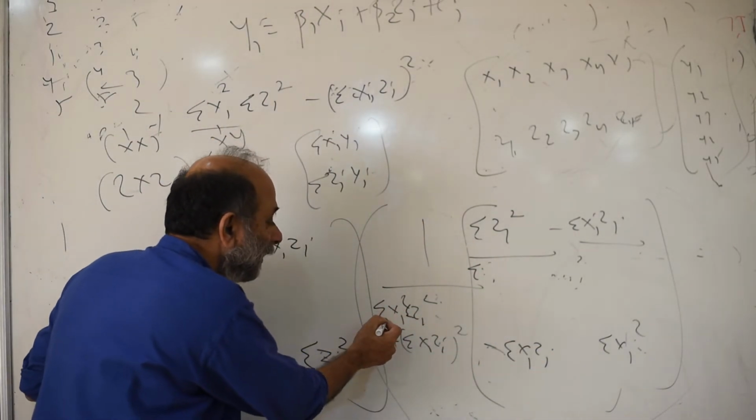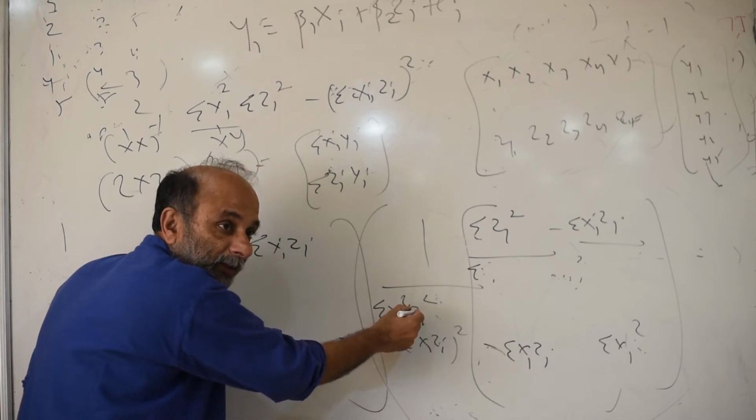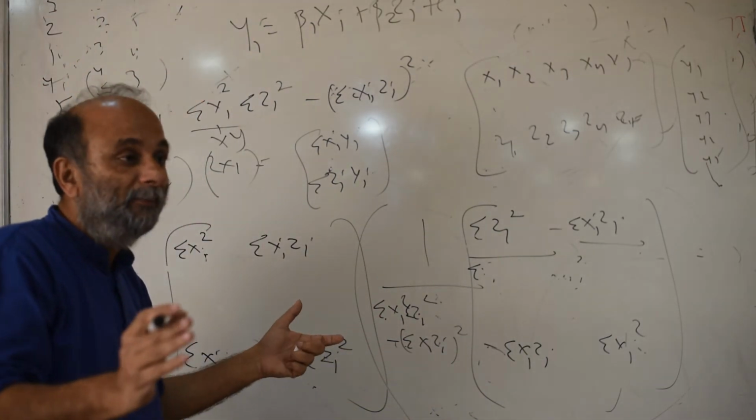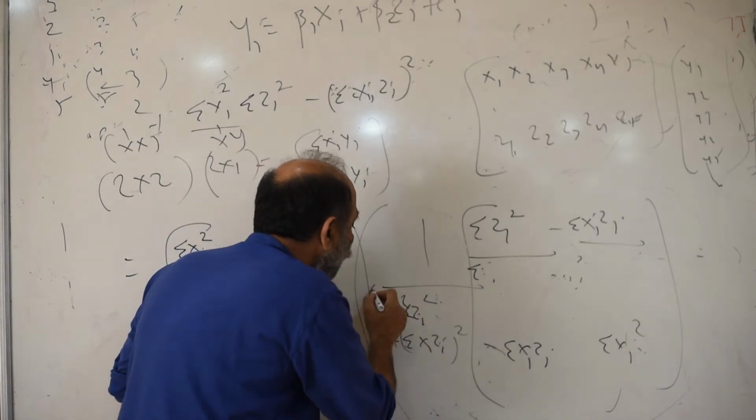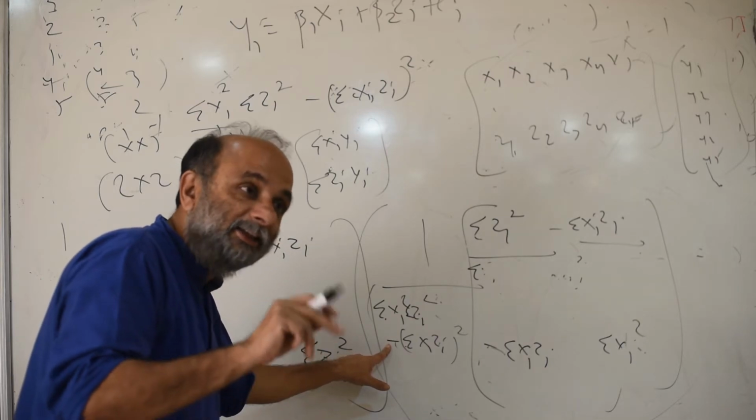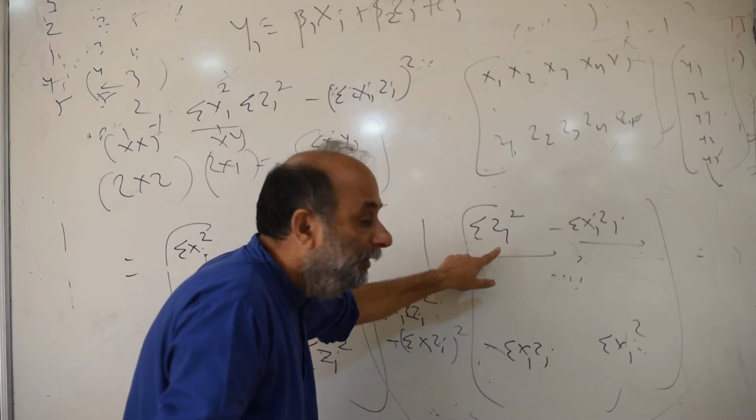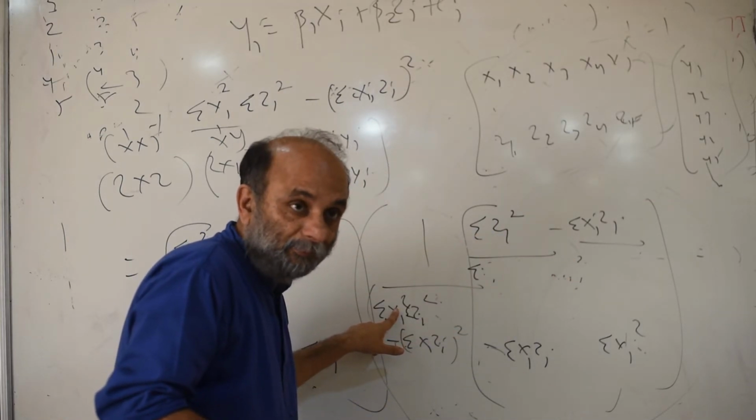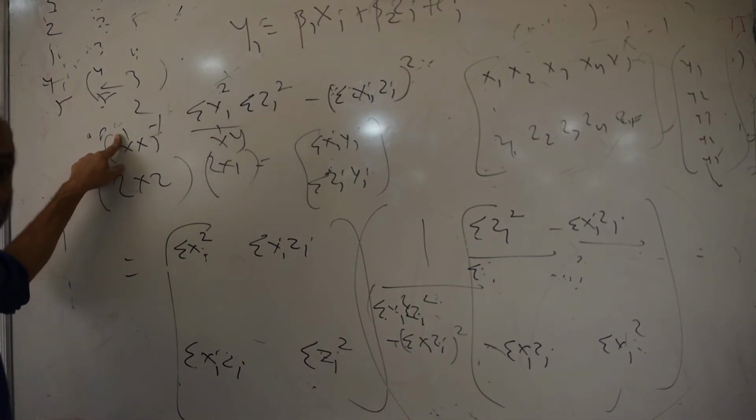I need summation xi square. I need summation zi square. I need summation xi zi the whole square. So I need 1 upon summation xi square into summation zi square minus summation xi zi whole square. I need to form this matrix, divide each element here by this quantity. That will give me x transpose x inverse.